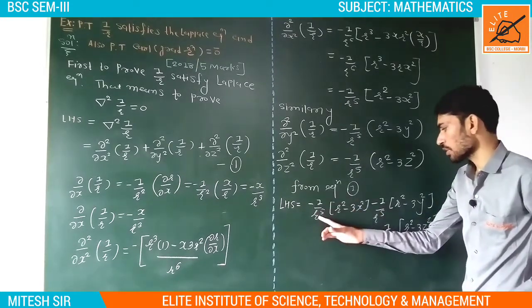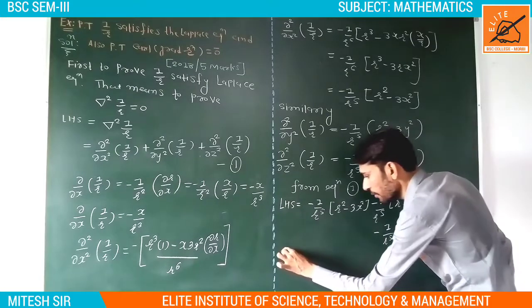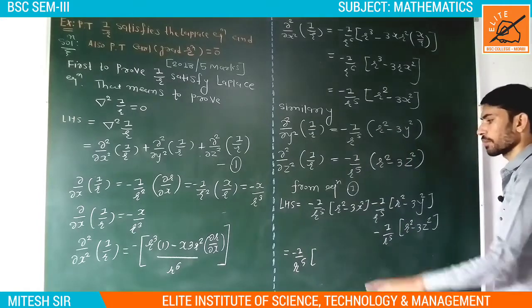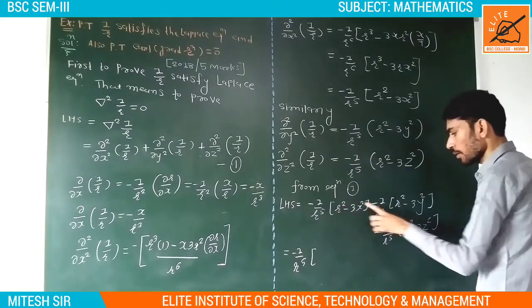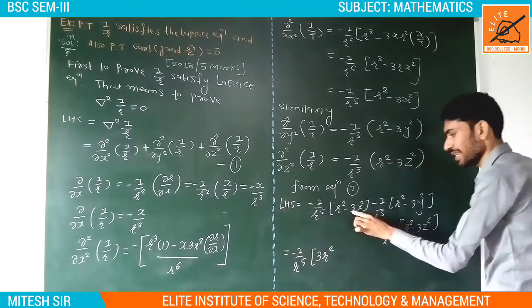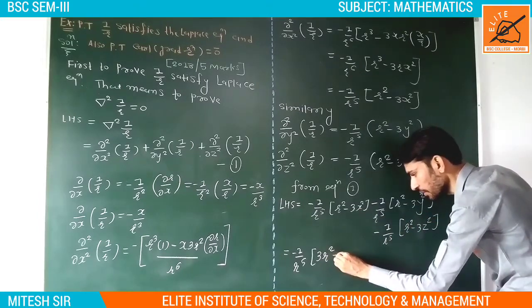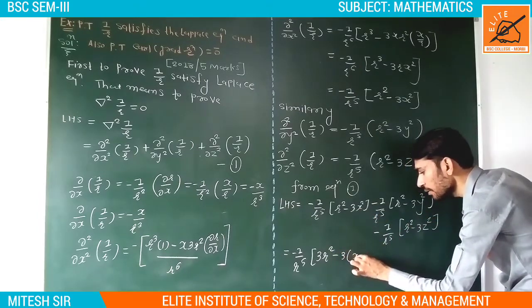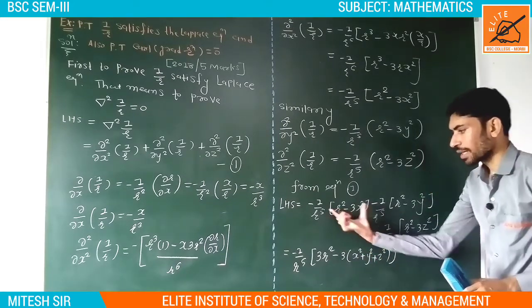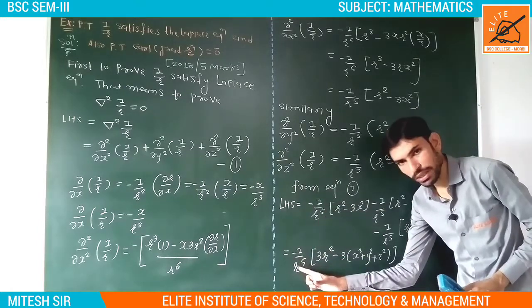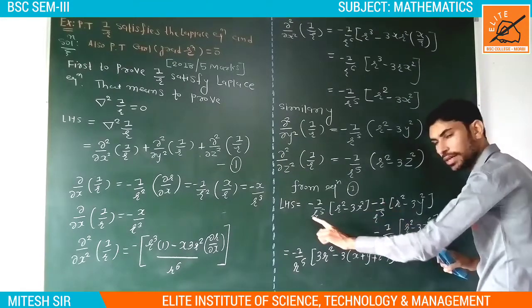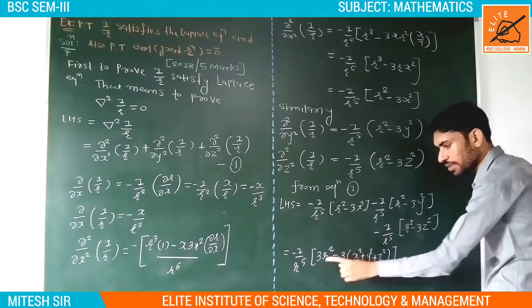Now see, take minus 1/r⁵ outside in these three terms. So remaining here is r square plus r square plus r square. So here it is 3 times r square, and minus 3x square minus 3y square minus 3z square. Friends, from every term we took minus 1/r⁵ common, so what remains is r square plus r square plus r square, because we already took the minus outside. So plus r square plus r square plus r square, that means 3r square.